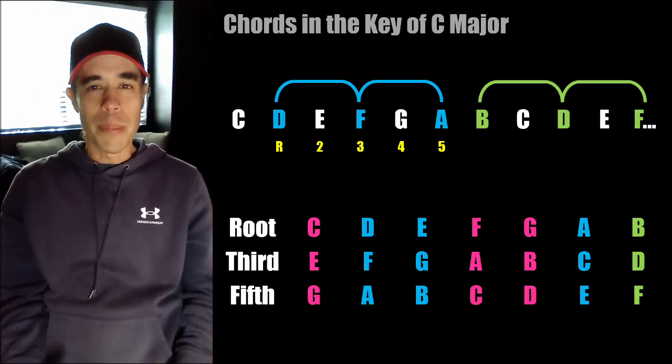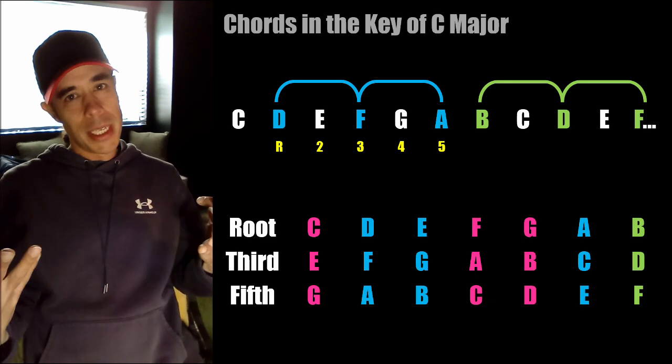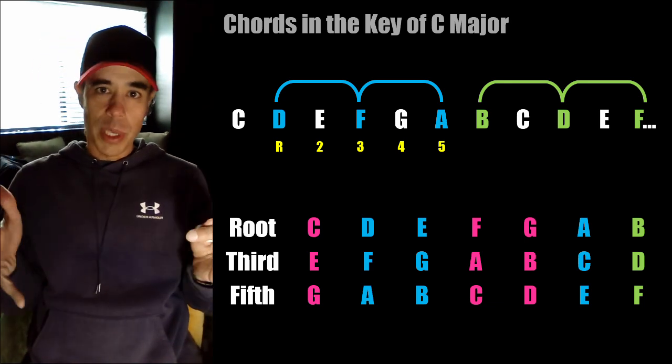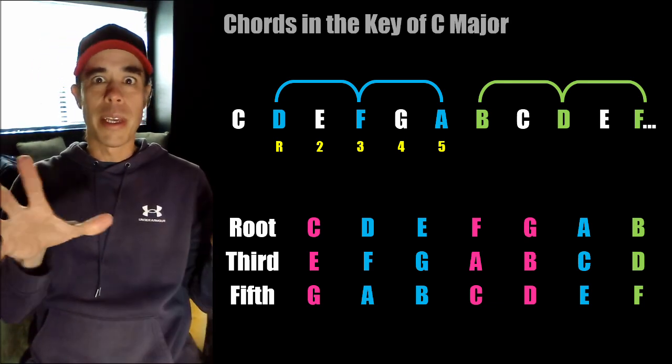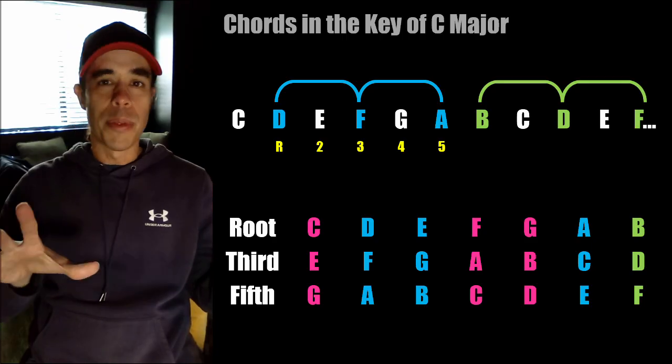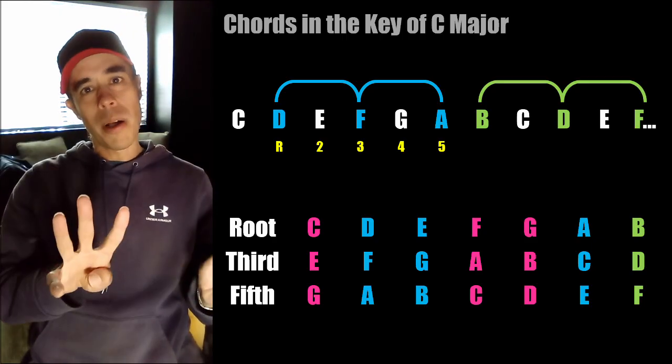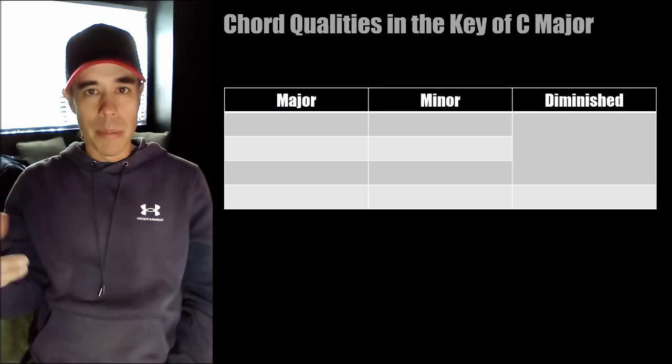So now that you know how to spell each individual chord in the key of C, the next thing that's really important to know is that there are 3 groups of chords based on quality. The 3 qualities are major, minor, and diminished.